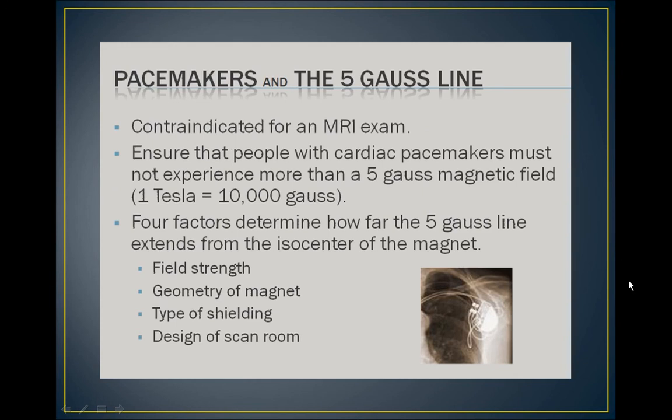Factors that affect how far the fringe field extends are magnet field strength, geometry of the magnet, type of magnetic shielding, and the overall design of the scan room.